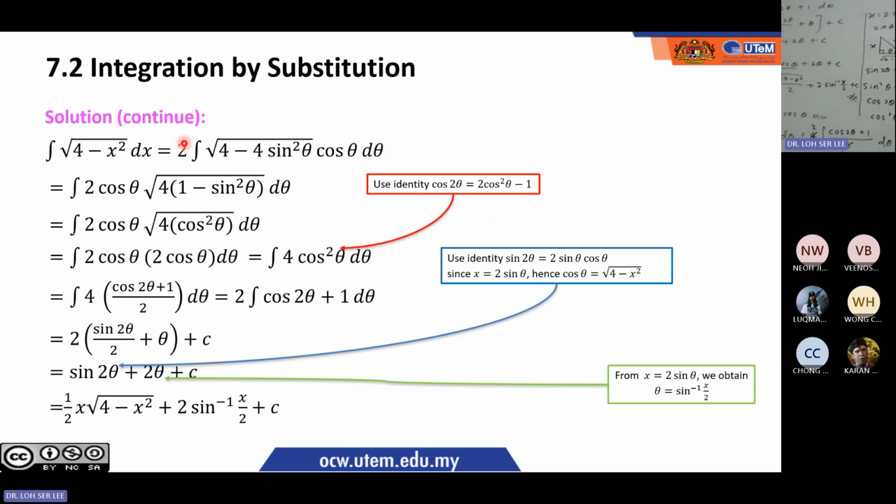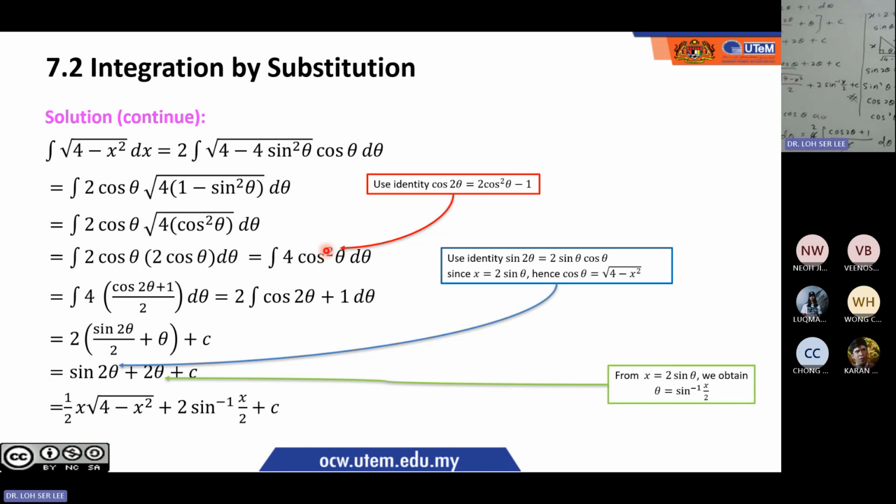So we factorize the 2 here. We substitute x squared by 4 sine squared theta, then factorize the 4. We have 1 minus sine squared theta, then we get 4 cos squared theta. After we cancel out the square root with the square, we have 2 cos theta. So 2 cos theta times 2 cos theta is 4 cos squared theta.